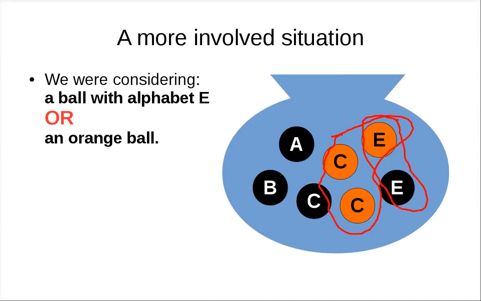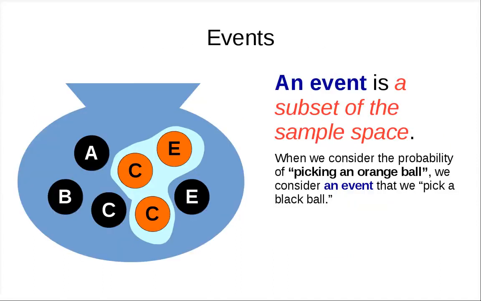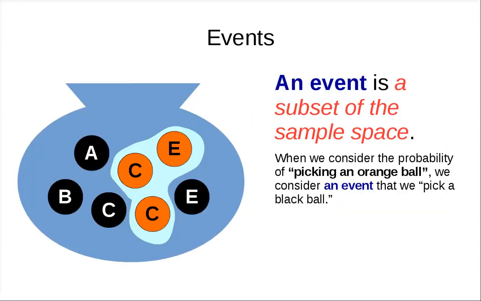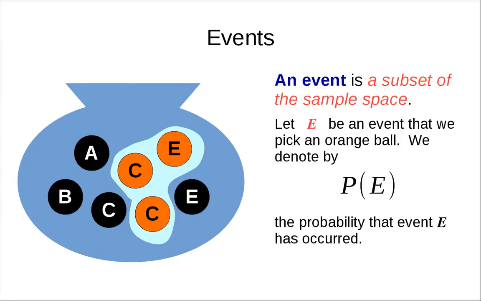We're gonna define another word called an event. An event is gonna be really useful when we want to talk about something complicated like this. So an event is just a subset of the sample space. Like when we talk about picking an orange ball, this is an event, right? You can see the light blue bag inside the bag. And also we usually refer to an event with some variable E here.